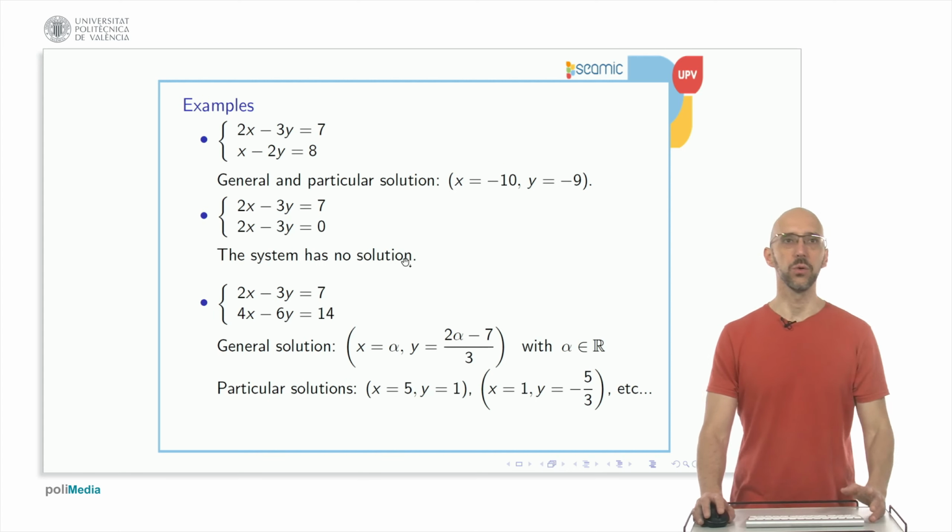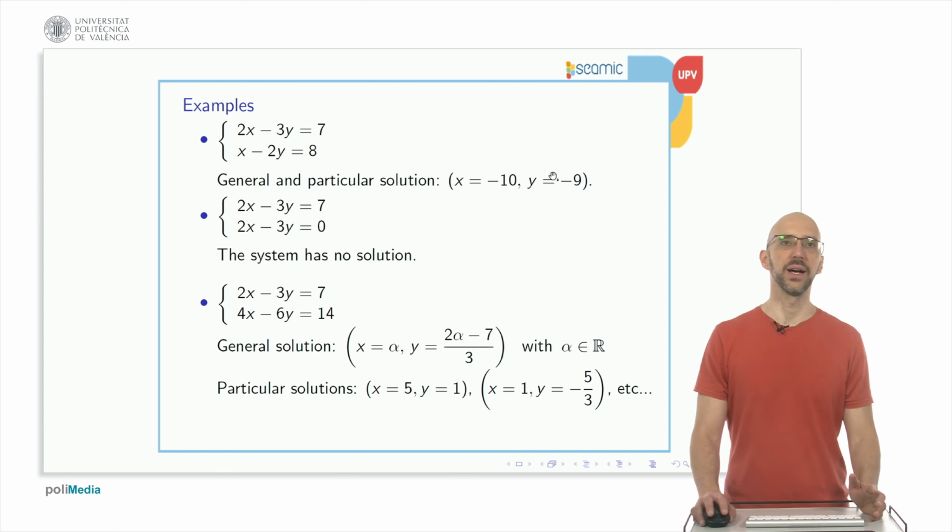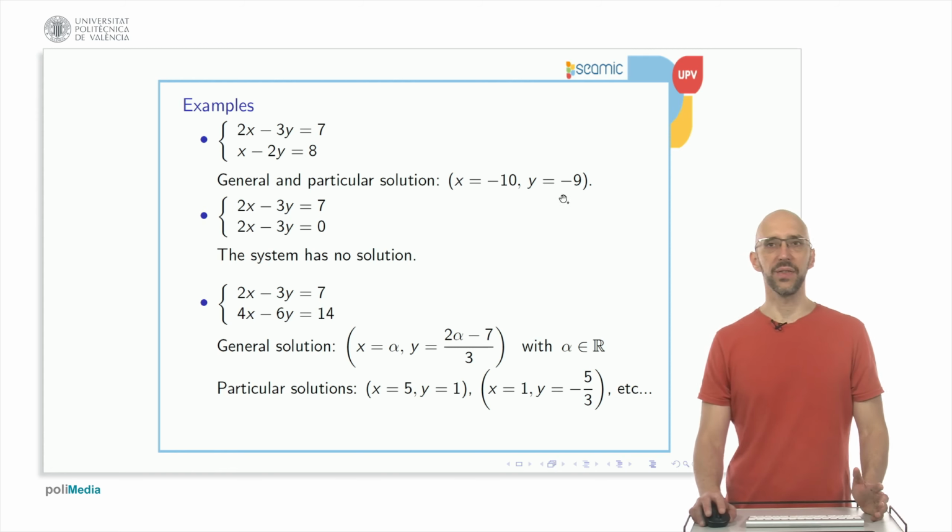Now, let me show you an example. Here you have a linear system of 2 equations, 2 unknowns. I'm still not saying how we are going to do that, but if you solve the system, you obtain this only solution: x equals -10, y equals -9. Do you want to check that this is a solution? Perfect. It's a good idea.